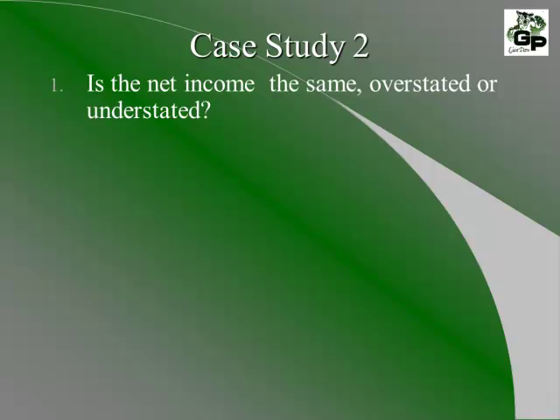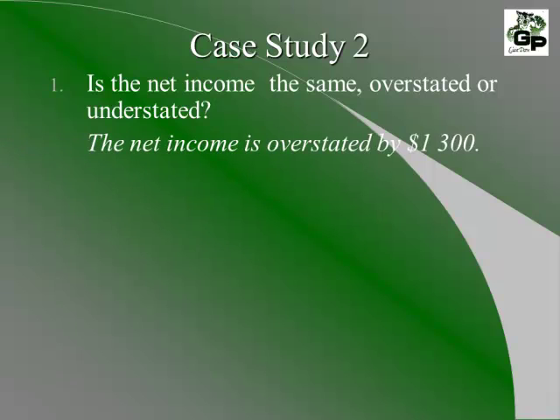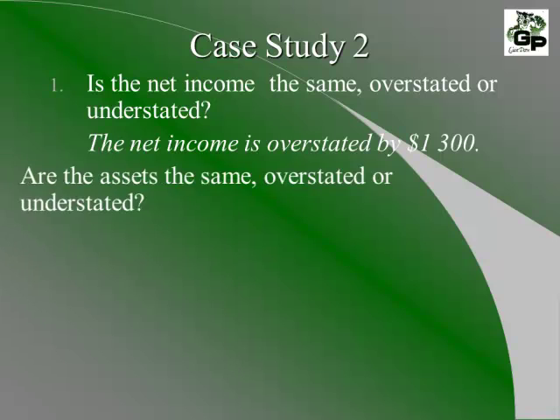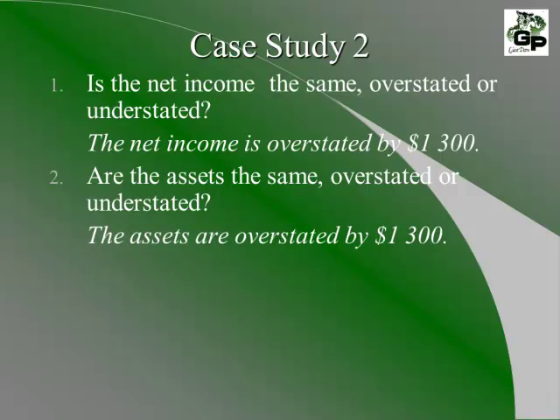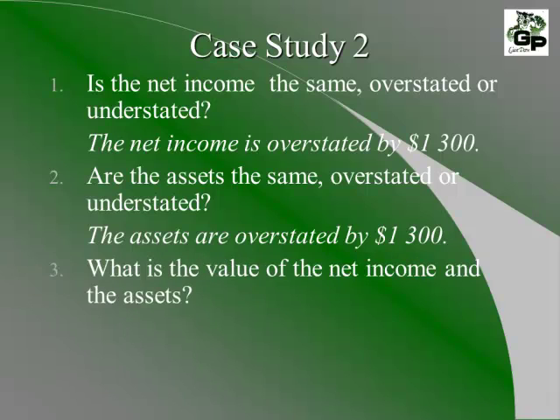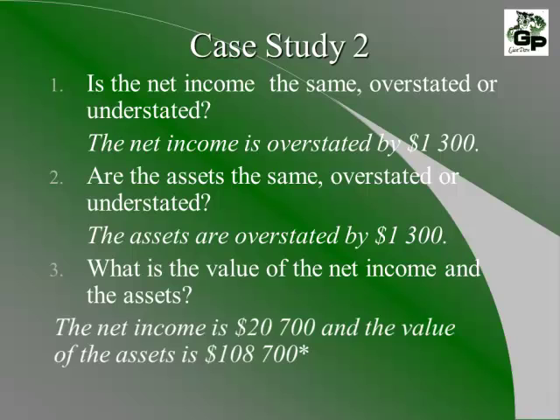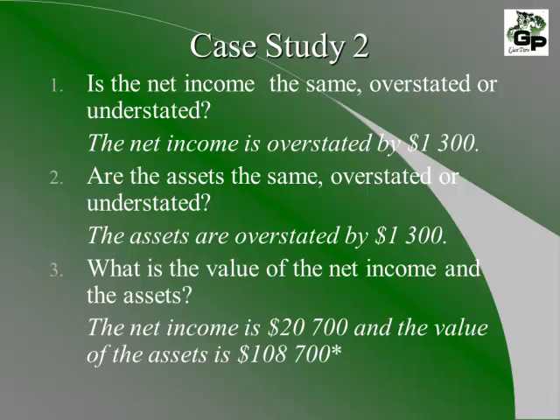So, let's go back to the original question. Is the net income the same, overstated, or understated? It's overstated in this example by $1,300 because we have not done the adjustments. Are the assets the same, overstated, or understated? Well, we found that the assets were also overstated by $1,300. And finally, what is the value of the net income and the assets? We calculated those to be the net income of $20,700 and the value of the assets, $108,700.